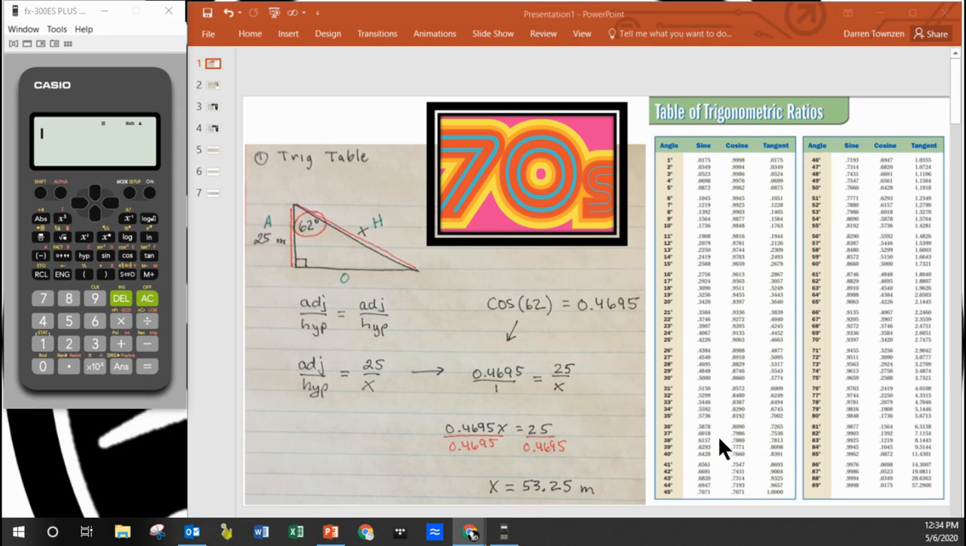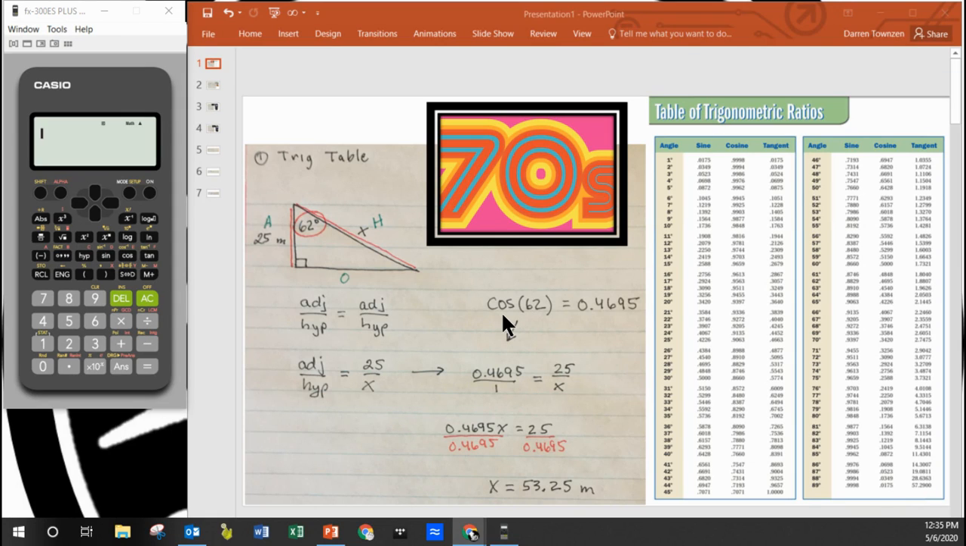So in this example, back from the 70s, we have a right triangle, we have a reference angle, and we know one side. We circle the reference angle. The two sides of the reference angle are the hypotenuse and adjacent, and the remaining side is the opposite. Since we have the adjacent side and the hypotenuse, we'll be using cosine. And we know that in every 62-degree right triangle, the adjacent over the hypotenuse will equal the adjacent over the hypotenuse. In our problem, the adjacent is 25 and the hypotenuse is x.